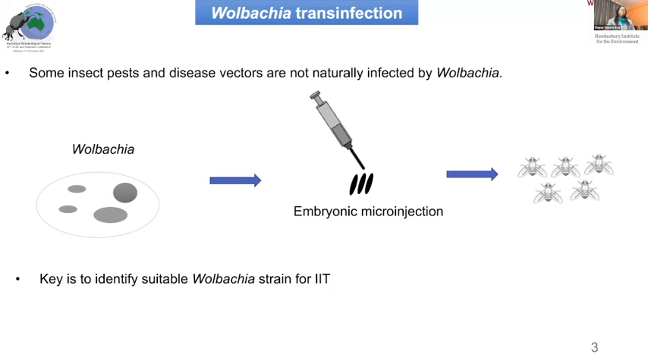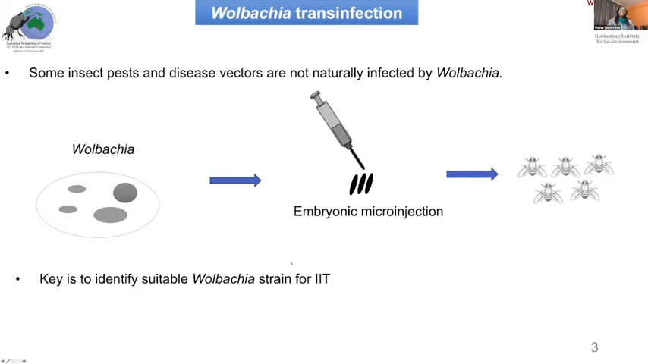However, some insects and disease vectors are not naturally infected by Wolbachia. In such instances, Wolbachia has been artificially transferred into these insect species by embryonic microinjection. However, the key thing for IIT is to identify a suitable Wolbachia strain.